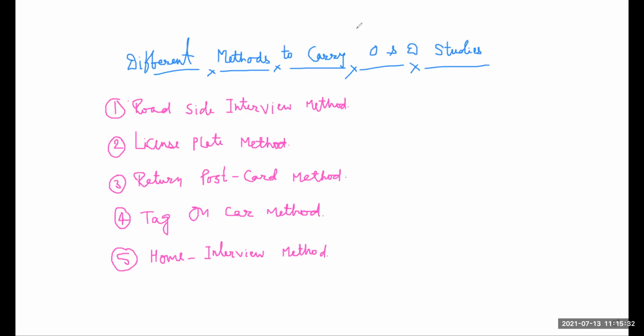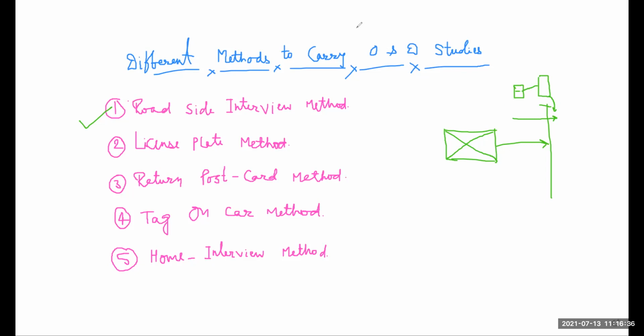The first method with which we carry out our origin and destination study is the roadside interview method. Here, on this particular route, this is your vehicle passing a certain cross section of a road. Here one policeman will stand, with a notebook in hand. When you travel through this section, the policeman will stop your vehicle and ask where you are coming from and where you are going. For your purpose, he marks something in the notebook.